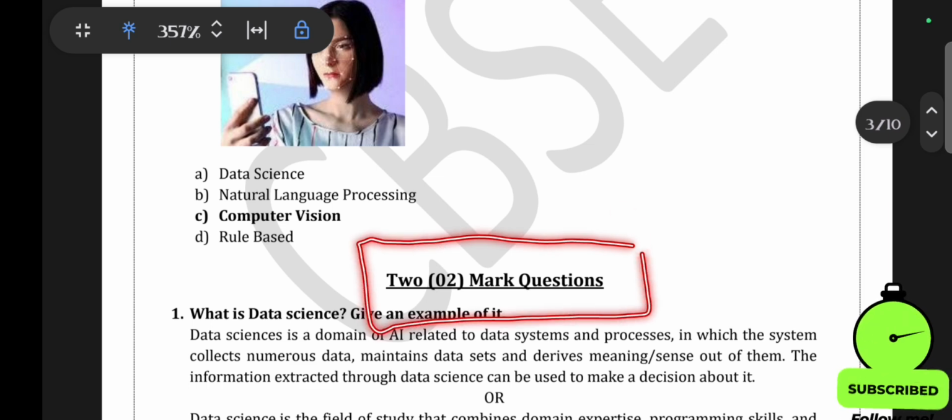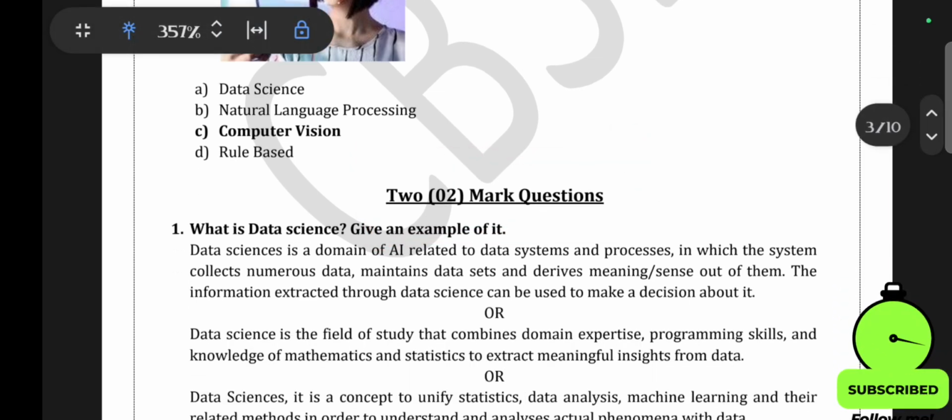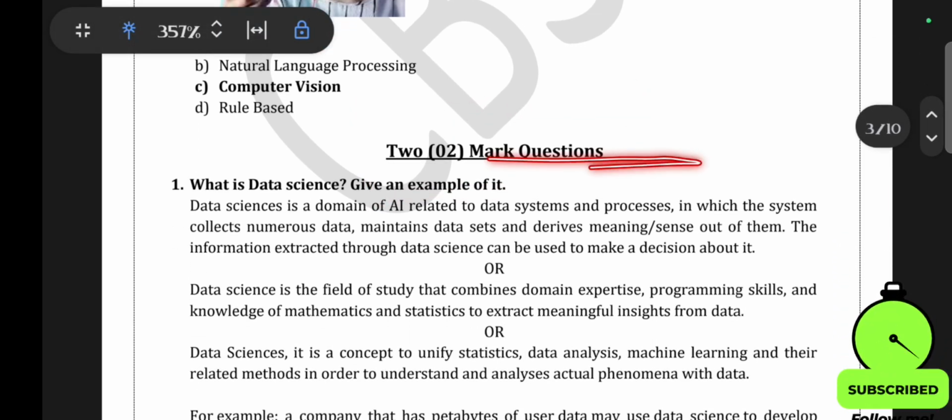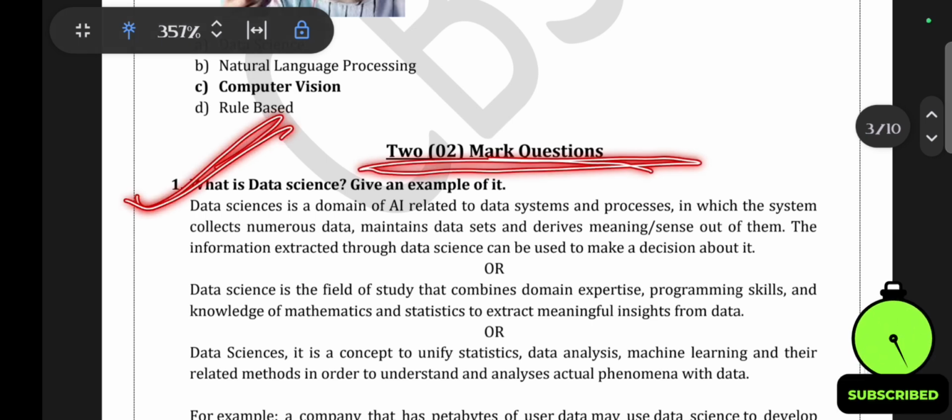Now let us come to 2 marks questions. These are the 2 marks questions. Question number 1. What is data science? Give an example of it.